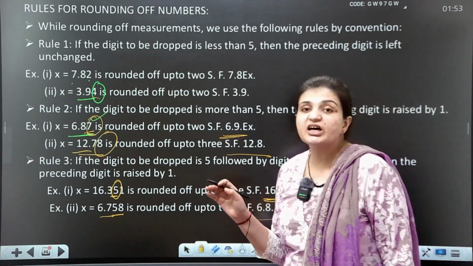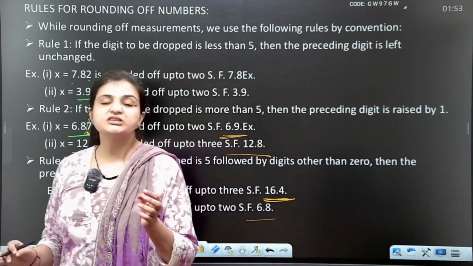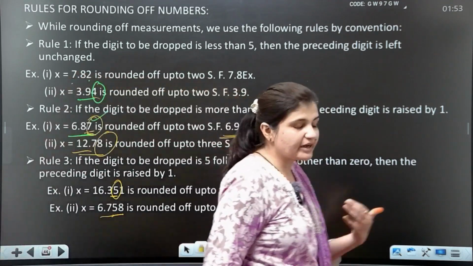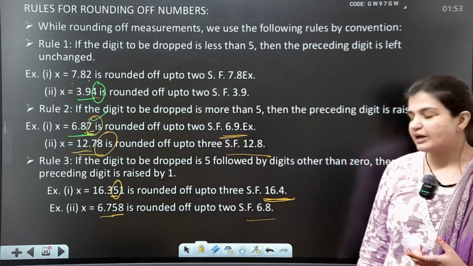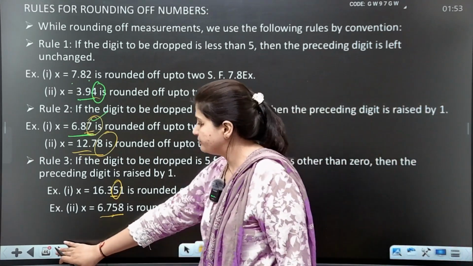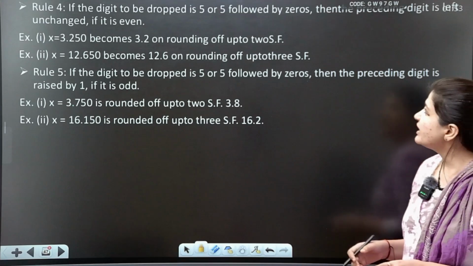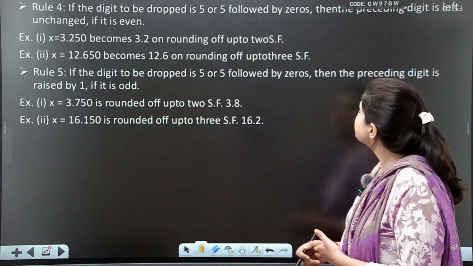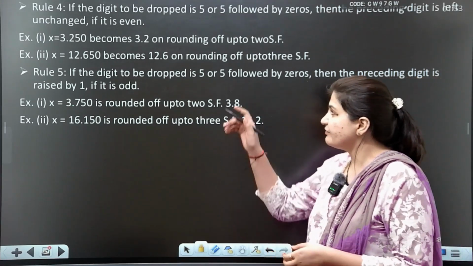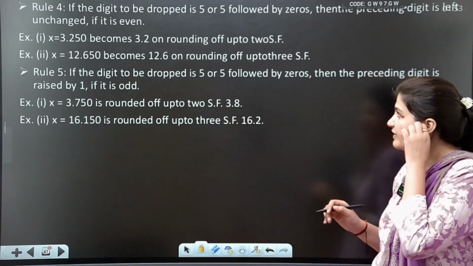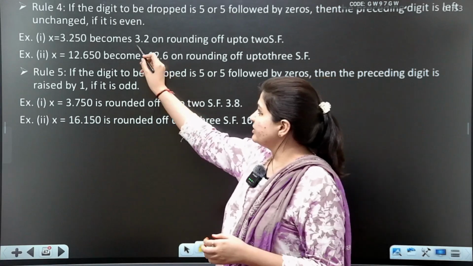So this is the rule for rounding numbers. How can numbers be rounded off? If the digit to be dropped is 5 or 5 followed by 0, then the preceding digit is unchanged. Like if x is equal to 3.250, it will remain 3.2.